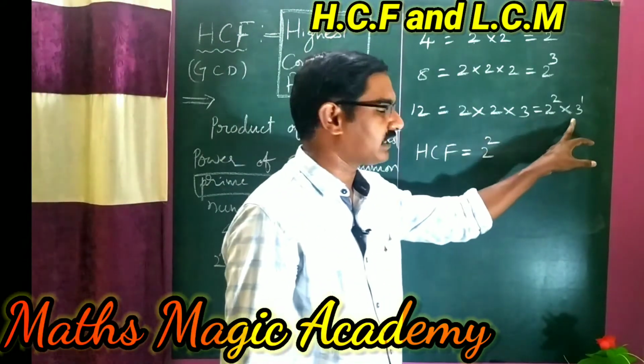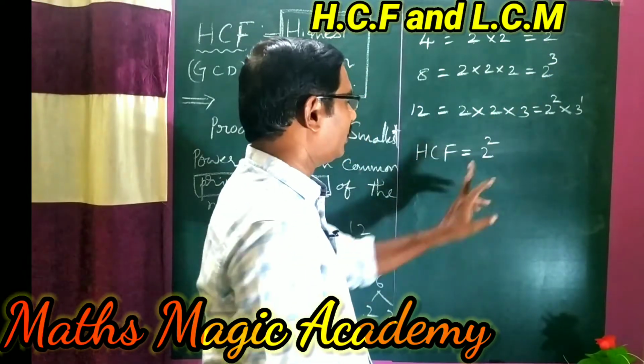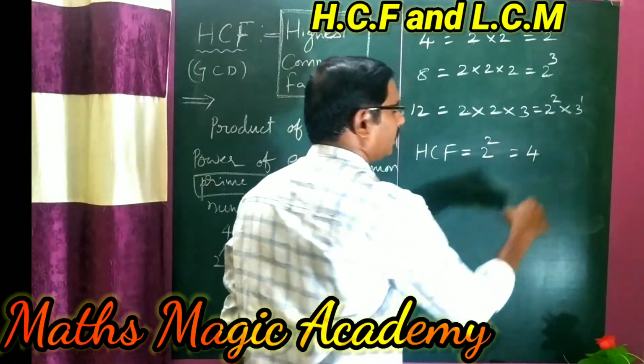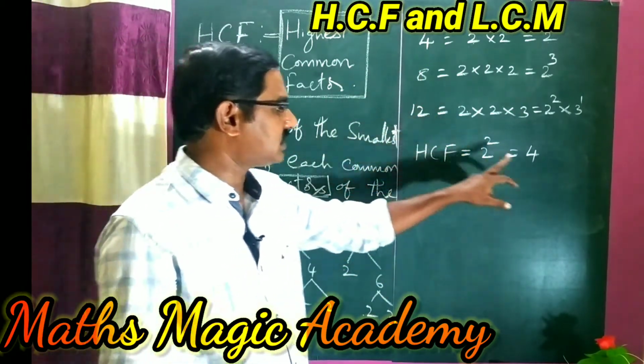We have to take only the common prime factors. You should not say take 3, because 3 is not common in these. So we have to take only 2 power 2. What is 2 power 2? It is 4. So the HCF of 4, 8, 12 is 4.